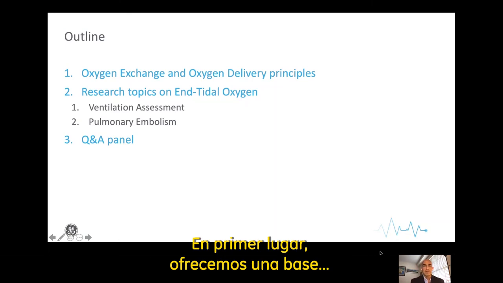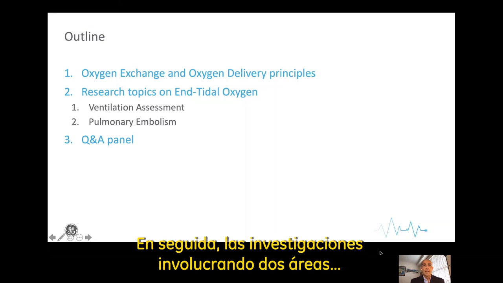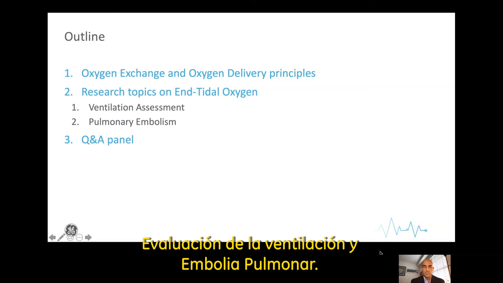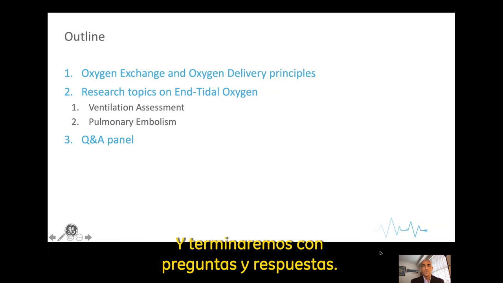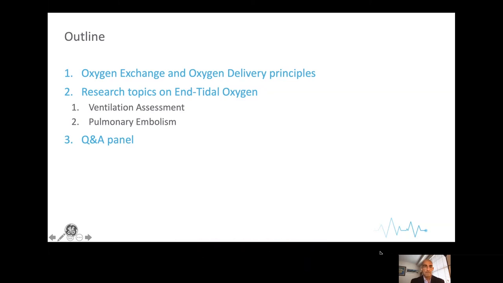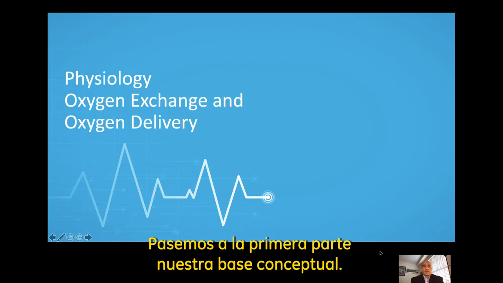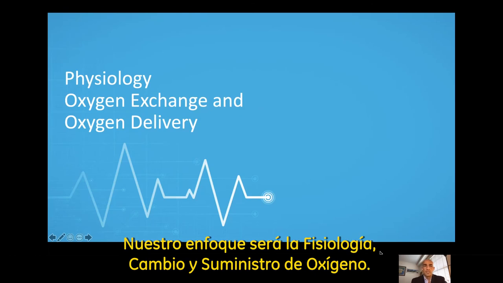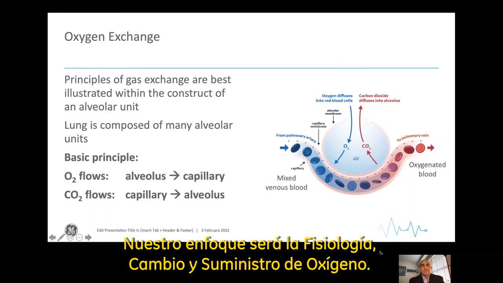The topic outline is as follows. First, we'll provide a foundation with regards to oxygen exchange and oxygen delivery. And then we'll focus in on some research topics, really focusing on two areas: the assessment of ventilation, and secondarily, the assessment of pulmonary embolism. And then lastly, we will open up the presentation for a Q&A. So let's move on into the first part, which is more foundational. We'll be focusing on the physiology, oxygen exchange, and oxygen delivery.